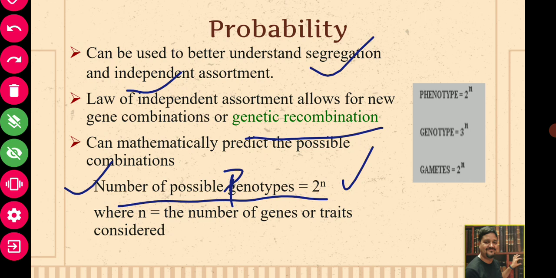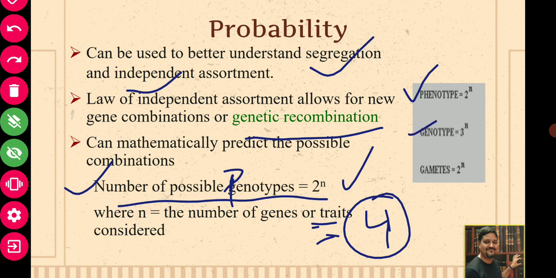Just in the previous slide we had seen that for two heterozygous loci, there were 4 phenotypic classes. So a total of 4 phenotypic classes will be there. Here you can see for phenotype it is 2 raised to n, for genotype it is 3 raised to n, and for gametes again it is 2 raised to n. We had seen in the earlier example that there were 4 gametes, 2 raised to 2, that is 4.